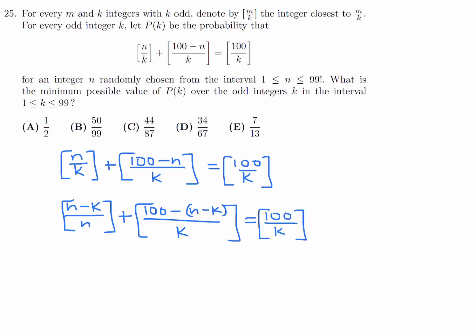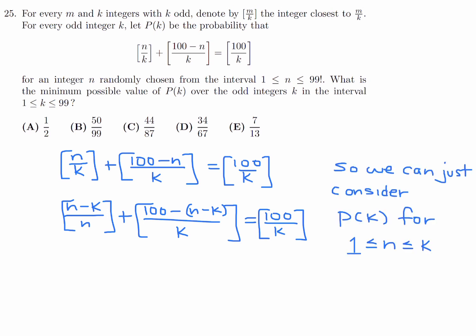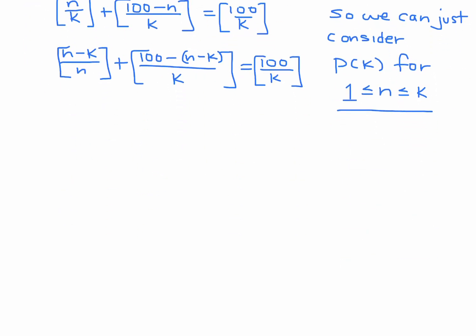Now, what that helps us understand is that we can just consider p at k for values of n that are less than k, because it will always hold true. So if we just use this interval for n, it will make it a little bit easier for us, and that's perfectly valid for this question. No need to go all the way up to 99 factorial, way too time consuming. So let's move forward with that.